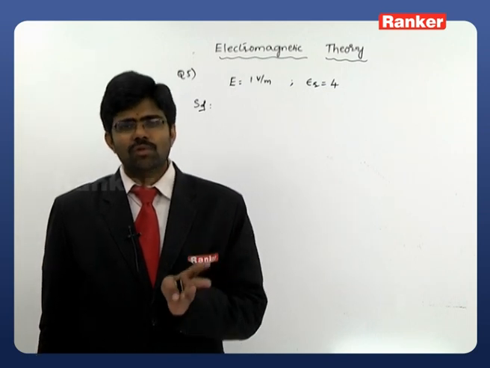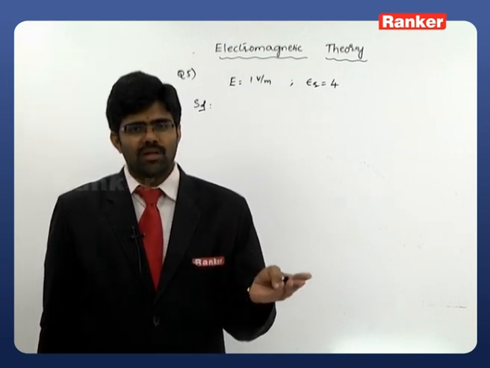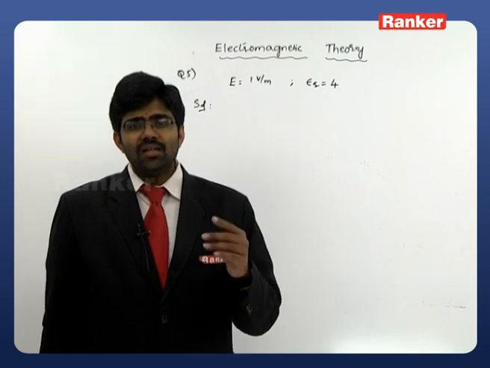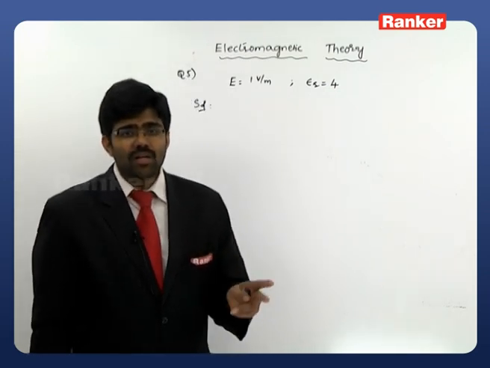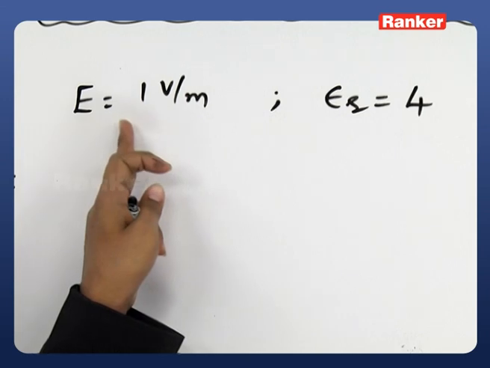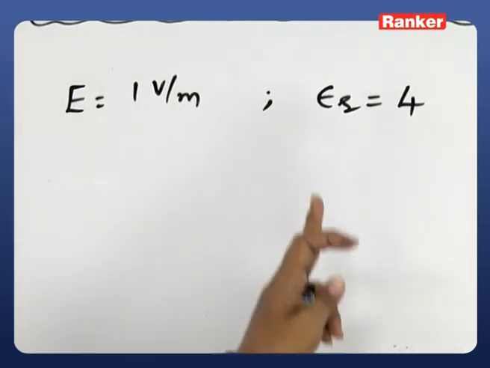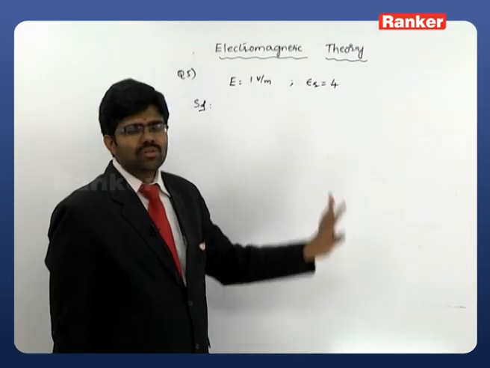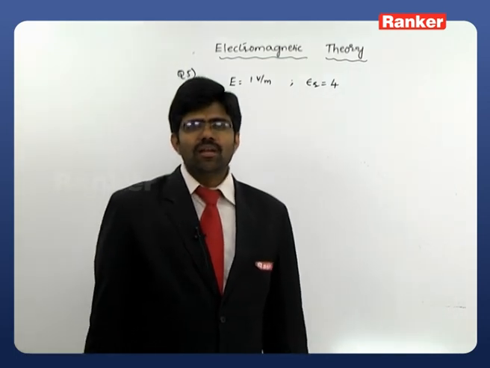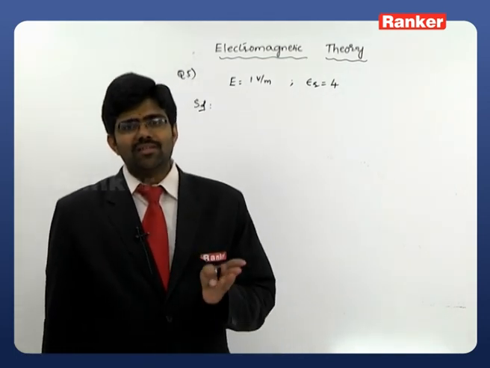So consider mu equals mu naught, keep it aside, whenever it is useful we can use that one. And the wave is traveling in a non-magnetic medium, has the electric field intensity E equal to 1 volt per meter, and the relative permittivity epsilon r equal to 4. We are supposed to calculate the time average power density.